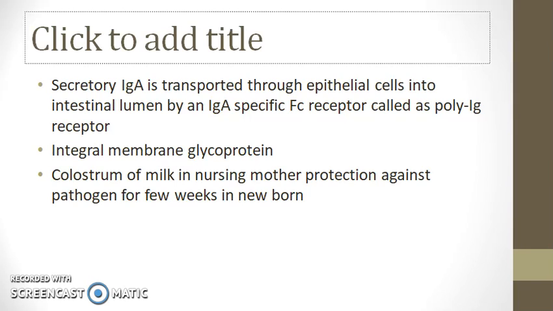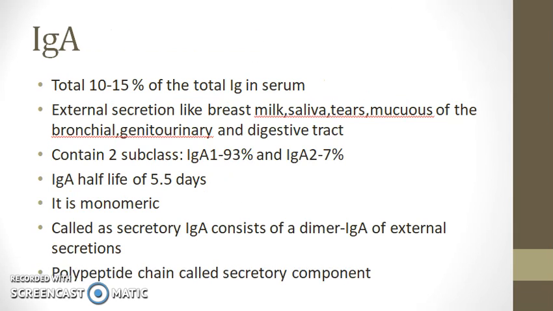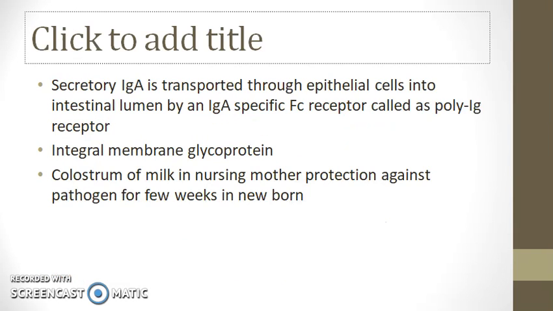The colostrum of milk in a nursing mother protects the newborn against pathogens for a few weeks. This is because of secretory IgA, which is transported through the epithelial cells into the intestinal lumen by the IgA-specific Fc receptor called the poly-Ig receptor, an integral membrane glycoprotein.